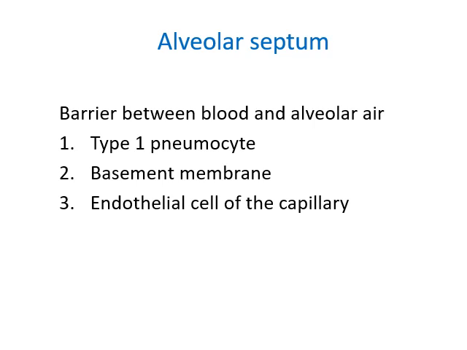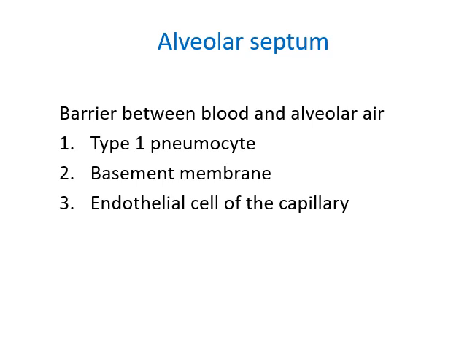Okay, so then what is called the alveolar septum. This is actually the barrier between the blood and the alveolar air. So what forms the alveolar septum? You have the type 1 pneumocyte, okay, on the side of the alveolus. Then you have the basement membrane, which is made out of elastic connective tissue, and then you have the endothelial cells of the capillaries.